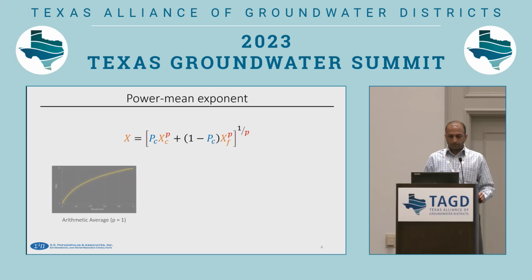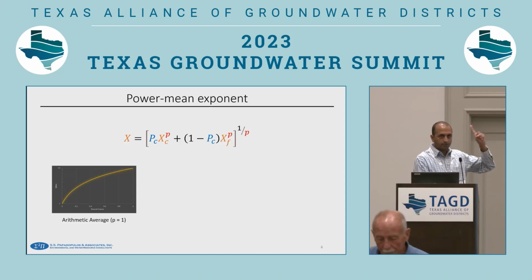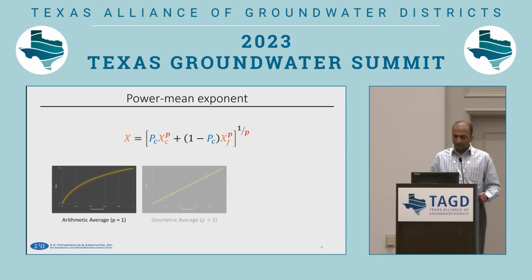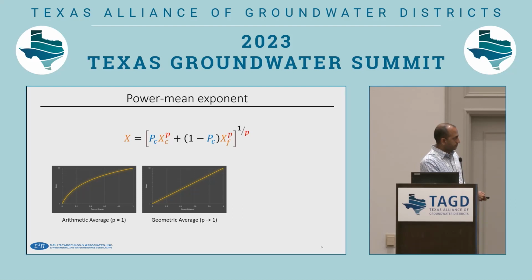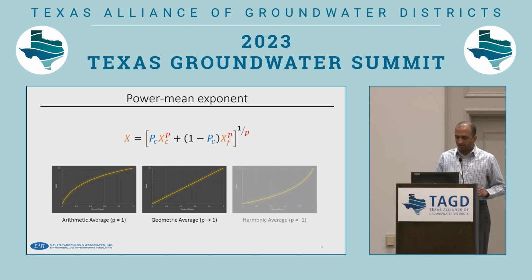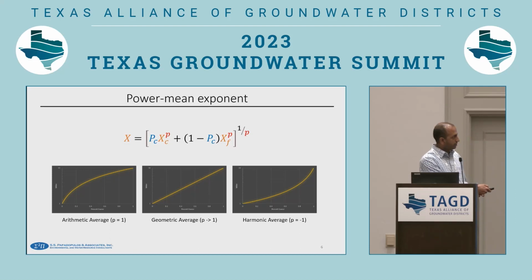Okay, so talking about the power mean exponent. When you use this exponent P and you set that value close to 1, the equation becomes arithmetic averaging. When your exponent tends to 0, it acts like a geometric mean. And when the parameter P is set close to -1, a negative value, it acts like a harmonic mean. So when calculating horizontal conductivities, typically values close to 1 are used.